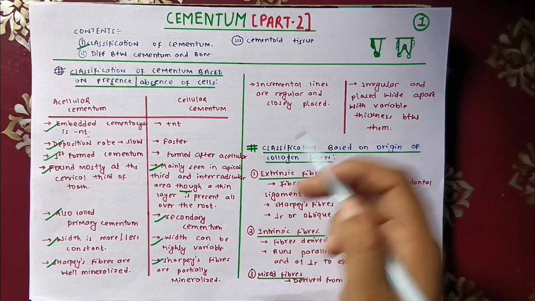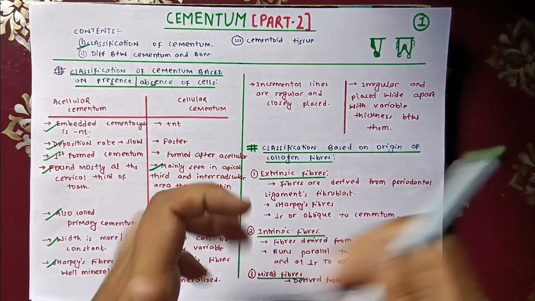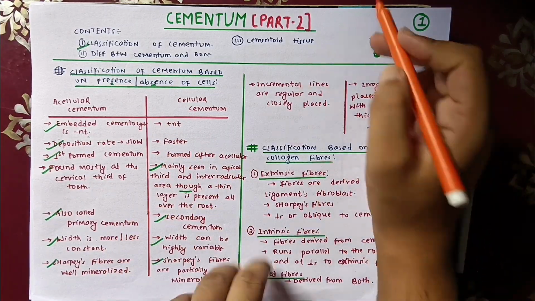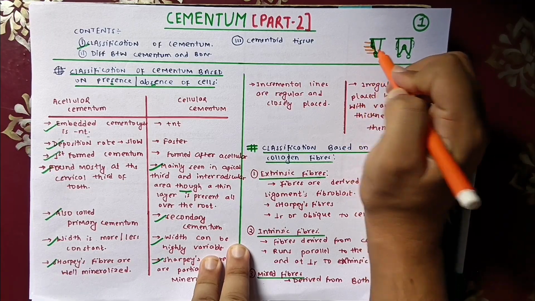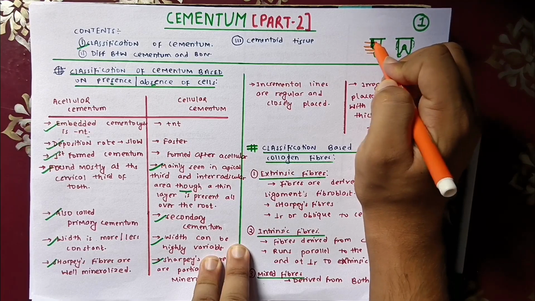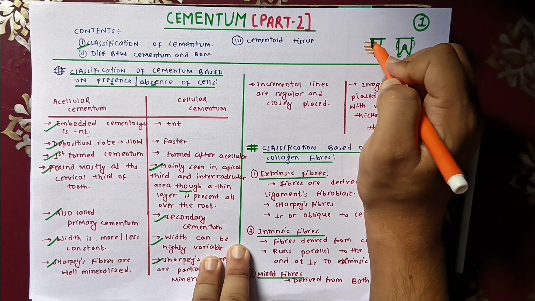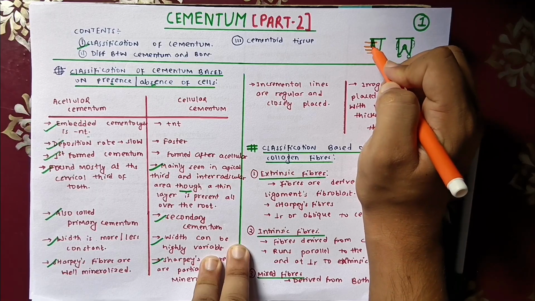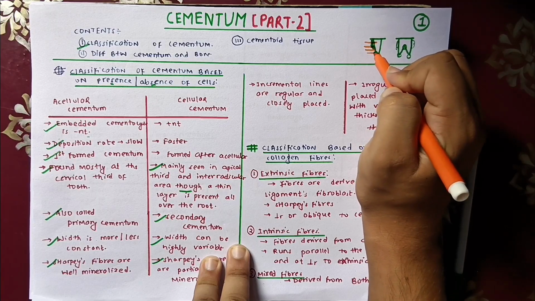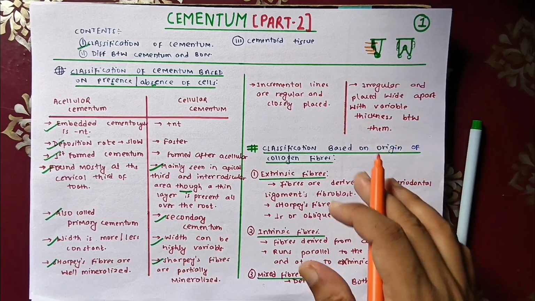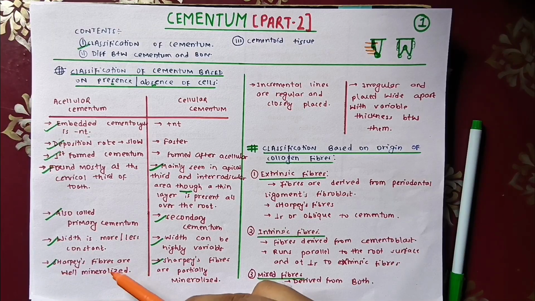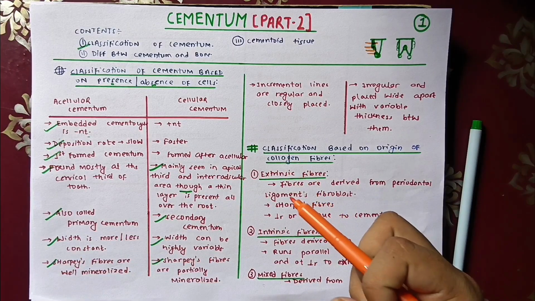I will draw with another pen. This is the periodontal ligament, and when it gets into the cementum, this is the cementum here, this portion of the periodontal ligament is called surface fiber, the part inside the cementum. The main function of the surface fiber is anchorage.